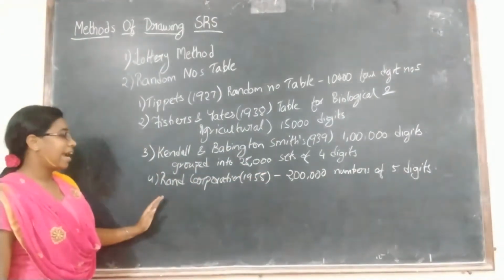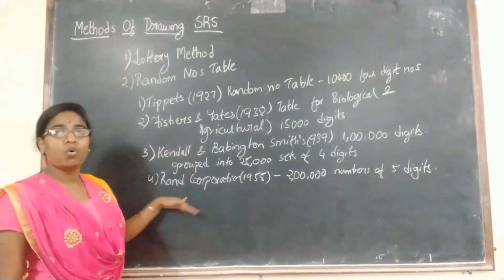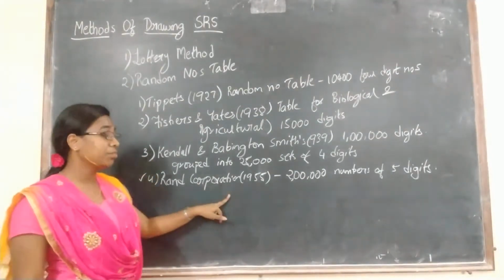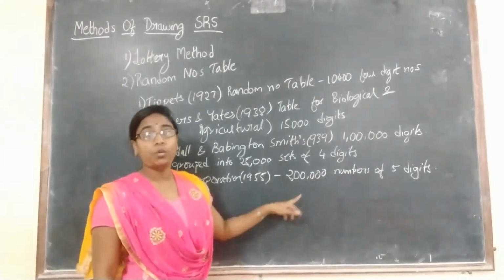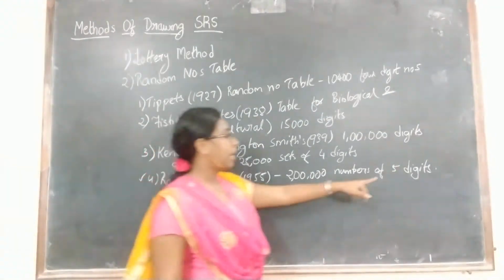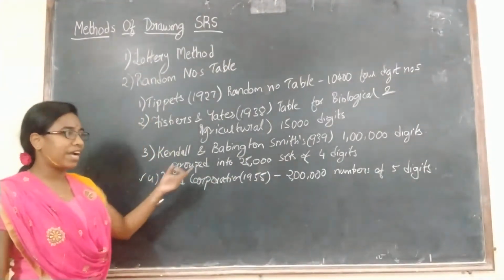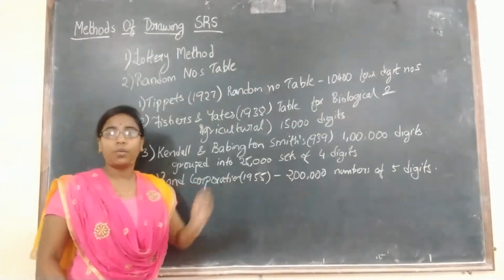Next is Rand Corporation. This is the most widely used table, which consists of 2 lakh numbers that are of 5 digits. So Rand Corporation consists of 5-digit numbers, which are 2 lakhs.